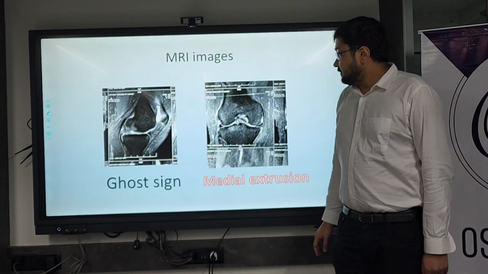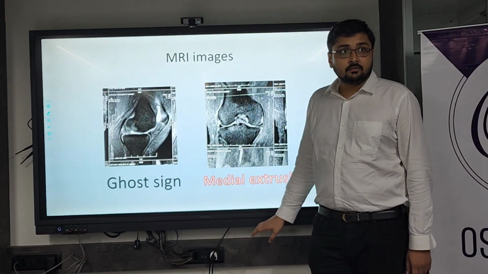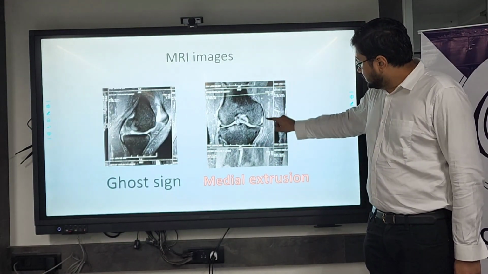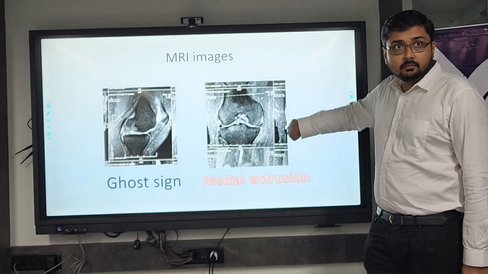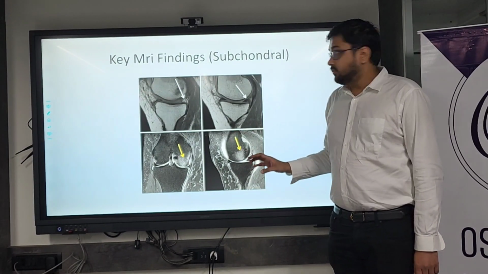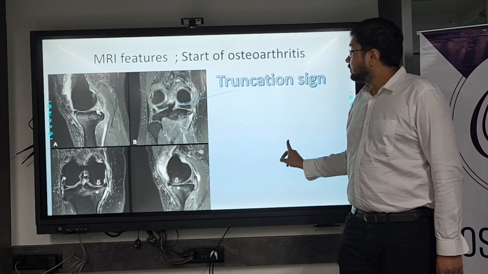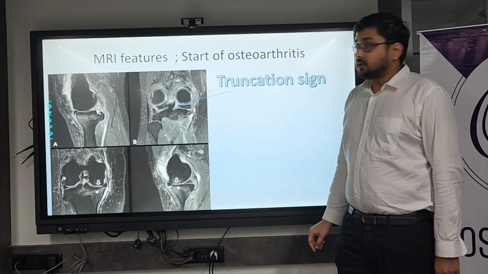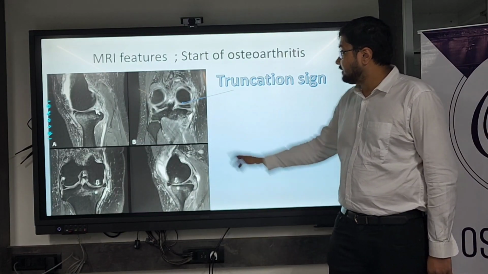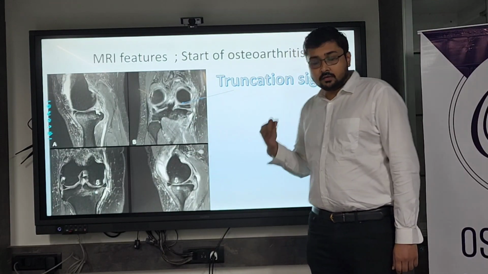So the MRI images: here you can see there is a root tear which shows a ghost sign, and this is the medial meniscus extrusion. You can see the medial meniscus shifted more medially. So there is subchondral edema also, and also the MRI features of the start of osteoarthritis. There are truncation signs, like in here the medial meniscus, which is abruptly stopped or truncated.